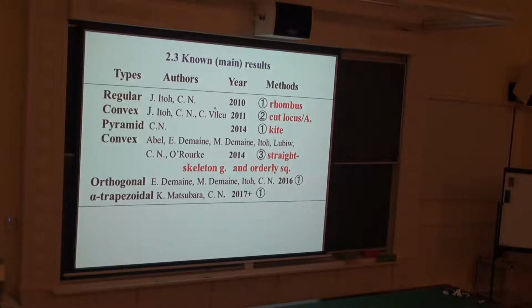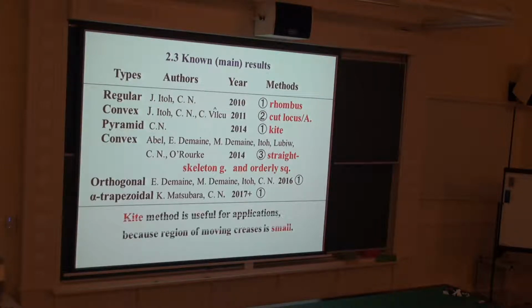And this is the list of the known results. The first four are related to convex polyhedra, and the last two include some non-convex polyhedra. There are three methods here. The convex case is completely solved by using two methods. One is called Katona's and Alexandrov's gluing theorems method. The other one is called the straight skeleton and orderly squashing method. In both, usually we have to move the creases almost all over the surface. Compared to this, the kite method is useful for applications because the region of moving creases is pretty small.